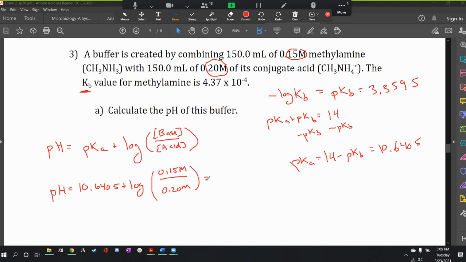And what we get is, let's see, this number plus the log of 0.15 divided by 0.2. I got 10.516. Oh, we only need 2 sig figs here, so 10.52.